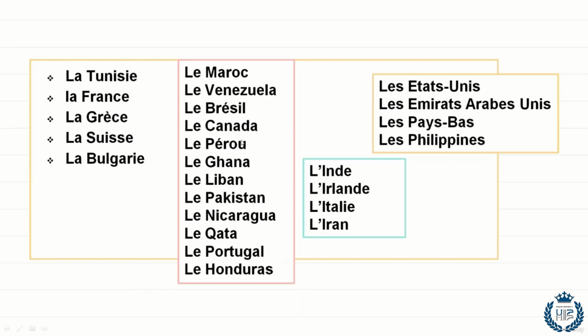So let's go back to our country list again. So here you can see that all of them end with e. This is a rule that we have, which is a good thing to remember. If the countries end with e, they're feminine. La France, la Bulgarie, la Suisse, la Turquie. And without it, they're masculine. Le Brésil, le Canada, le Liban.